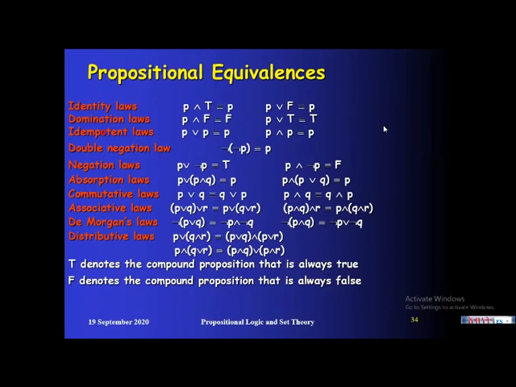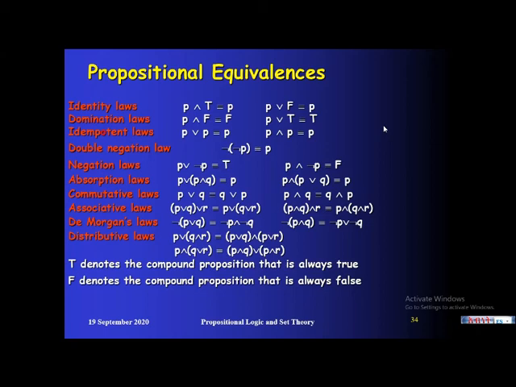For example, there are some equivalences. Identity law. By the way, what does identity mean? In algebra, for example, in addition, 3 plus 0 is what? 3. 4 plus 0 is what? 4. 5 plus 0 is what? 5. So 0 is the additive identity. Like here, look, P and true is equal. The identity law says that P and true is equivalent to P.